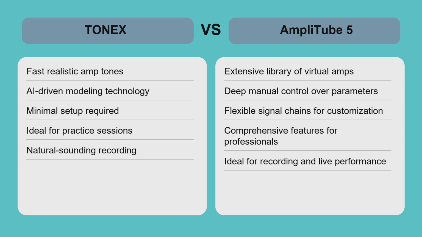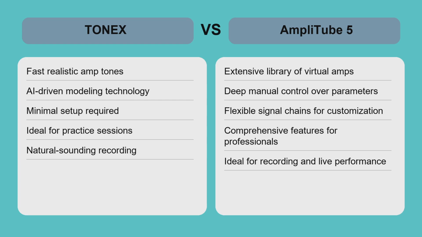TONEX's AI-based modeling offers quick, realistic amp tones with minimal tweaking, perfect for players who want authentic sound fast. AmpliTube 5 provides deeper customization with a broader selection of gear models and effects, ideal for users who enjoy crafting their exact tone manually. For live performance, AmpliTube's flexible signal routing and multi-amp setups give it an edge.